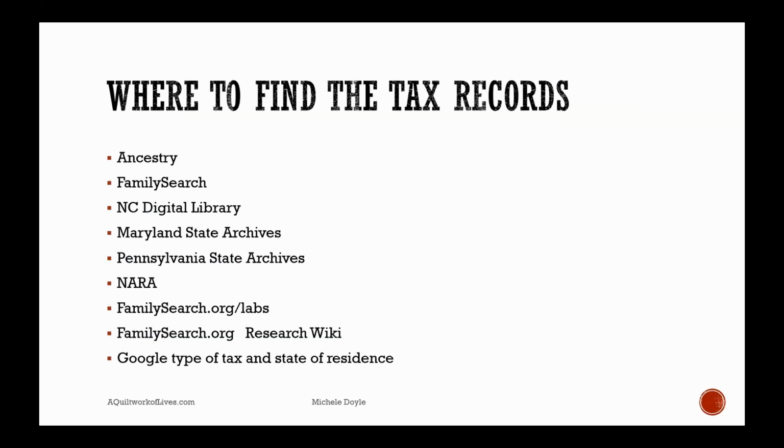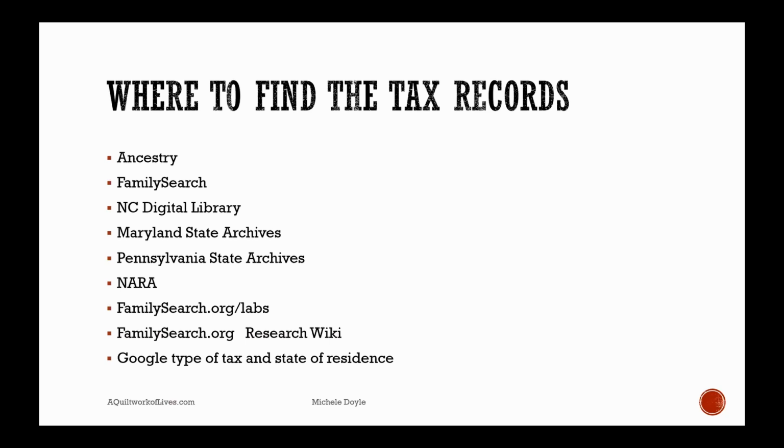Where do you find the actual tax records? Well, the usual suspects, Ancestry, of course, and FamilySearch. We talked about the NC Digital Library. I found the one in the Maryland State Archives, Pennsylvania State Archives, NARA. So the actual tax records are going to be in these places as well.